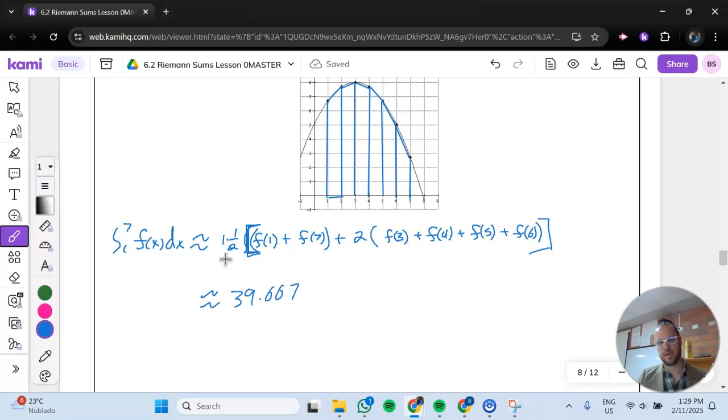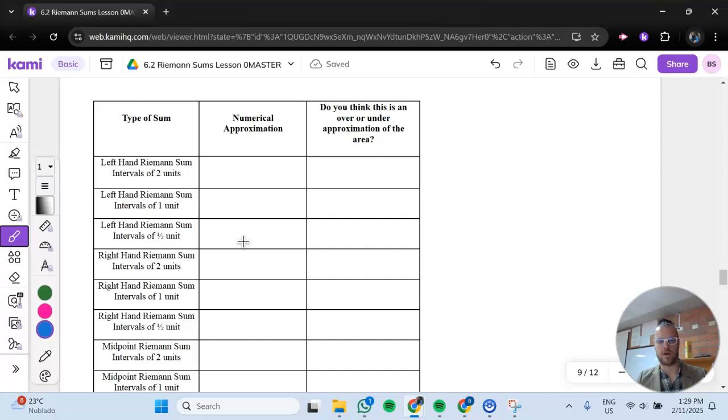And just to be clear here, in this particular case at least, this is going to be an under approximation because they are underneath it in all of our different trapezoids. Okay, so here's where we're going to need to do a lot of scrolling, or I've got them written down. With our left-hand Riemann sums, our approximation was 42.667, and then it was 41.667, and then when we did it with a half, we got 40.917.